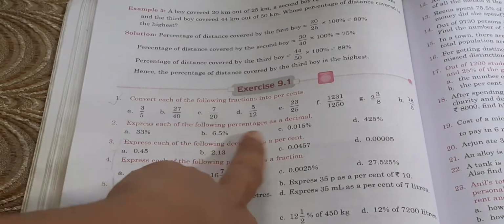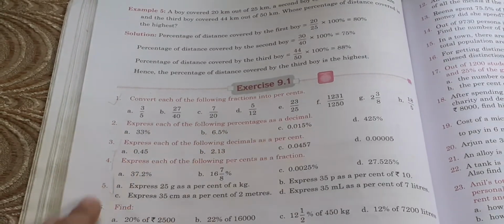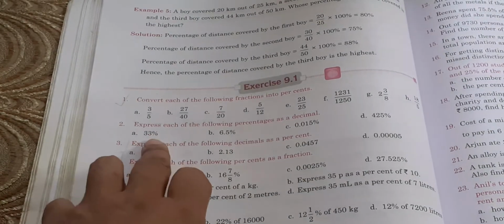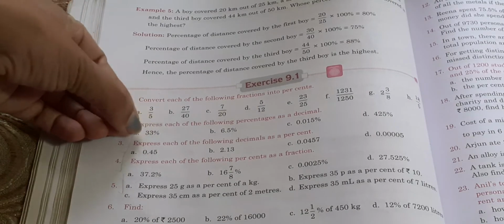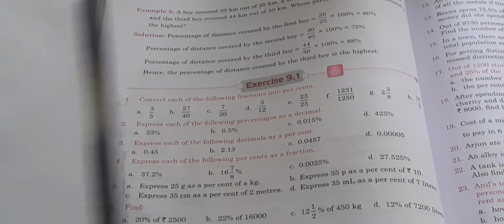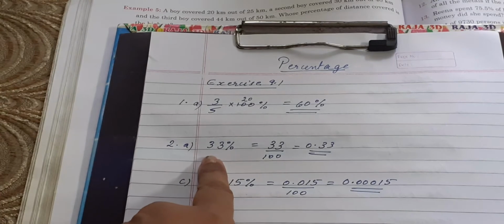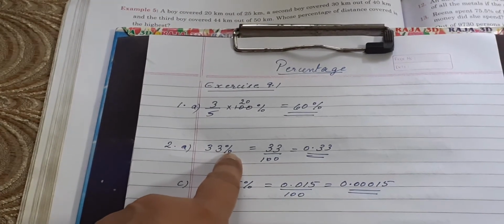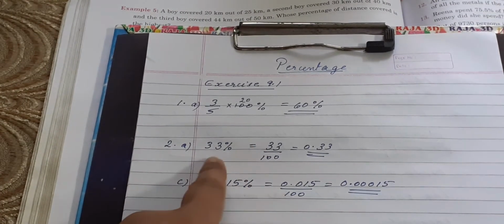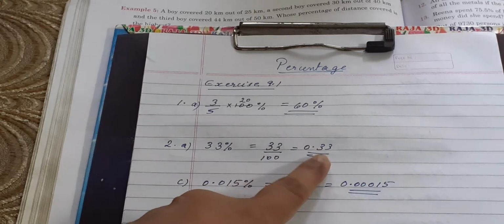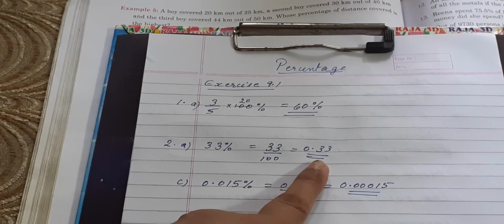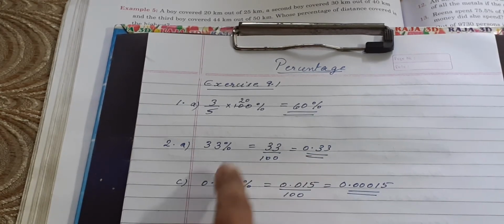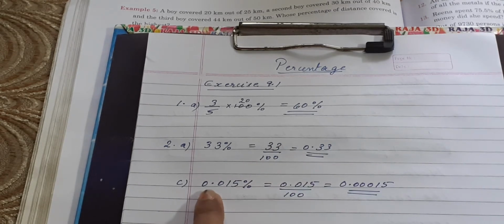Express each of the following percentages as decimals. To convert a percentage into decimal, what we have to do? You have to remove the percentage sign and divide by 100. So the first one, 33 percentage. Remove that sign and divide by 100. So 33 by 100, which means division by 100. From the right side, count two places and put the decimal point. So 0.33.